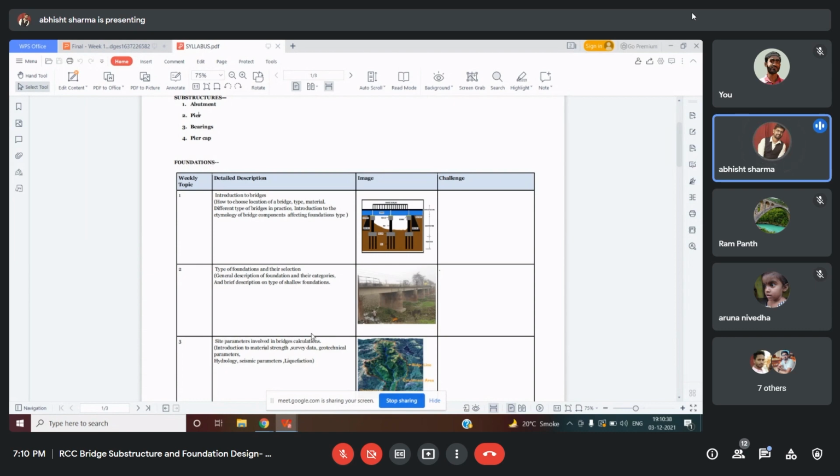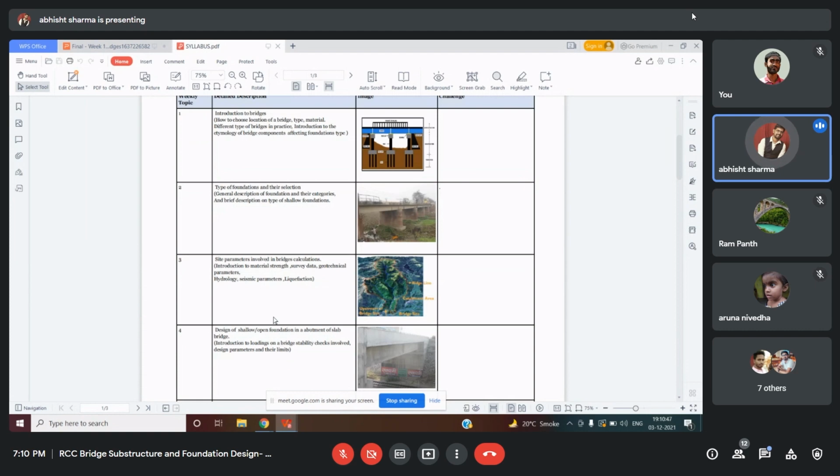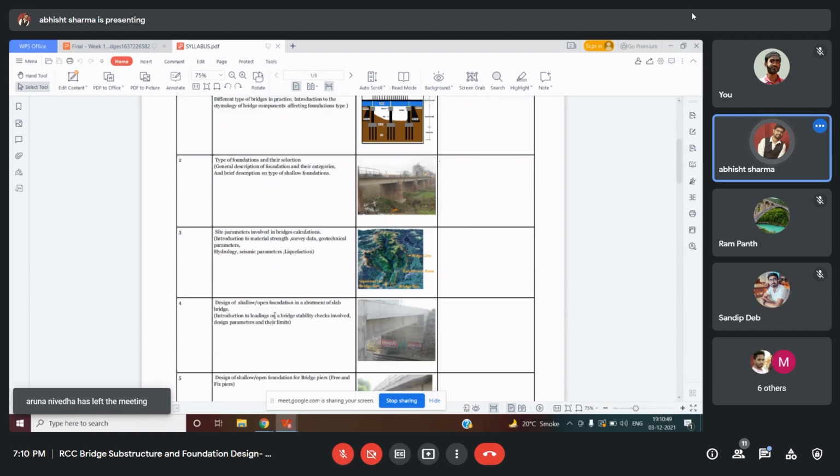as well, that if those things are possible in the particular topography or not. So that we will also discuss, and the site parameters. Then, having said that about introduction to the material strength, survey data, geotechnical parameters, hydrological parameters, also few of the seismic parameters as well. Like we have the liquefaction.